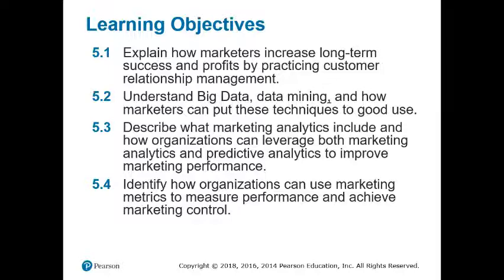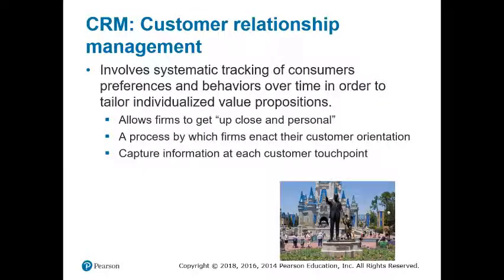In this first video, we will cover objectives 5.1 and 5.2. And let's recall that in chapter 4, we talked about the marketing information system. If you remember, that's a system that stores and analyzes data from a variety of sources and turns that data into information for useful marketing decision making.